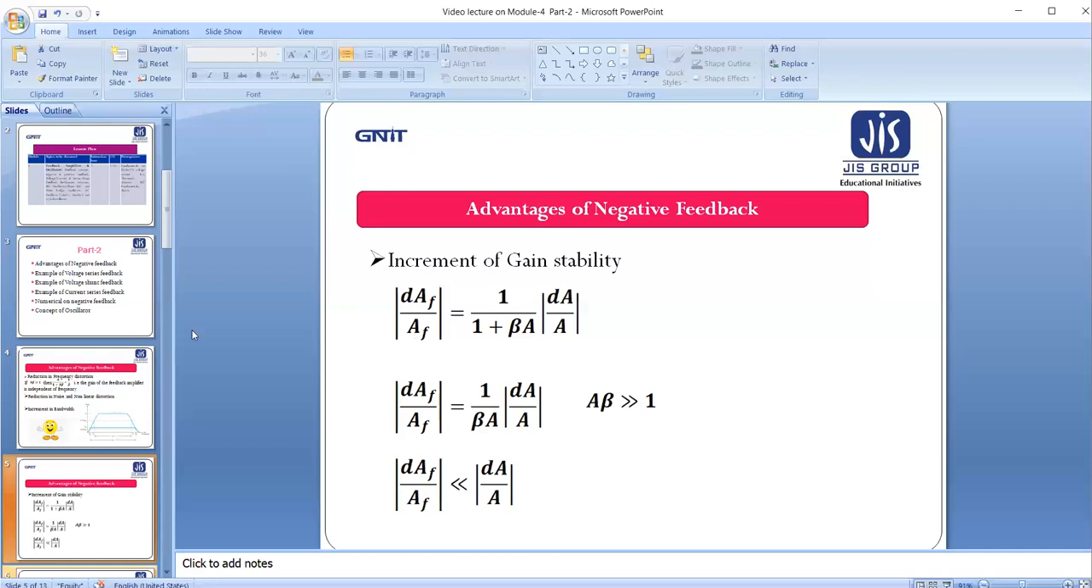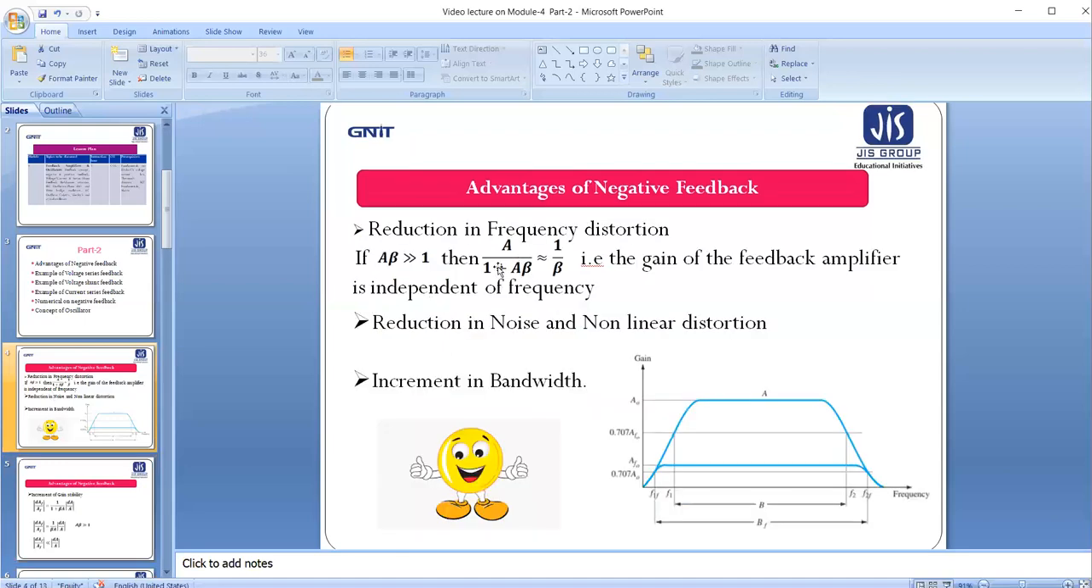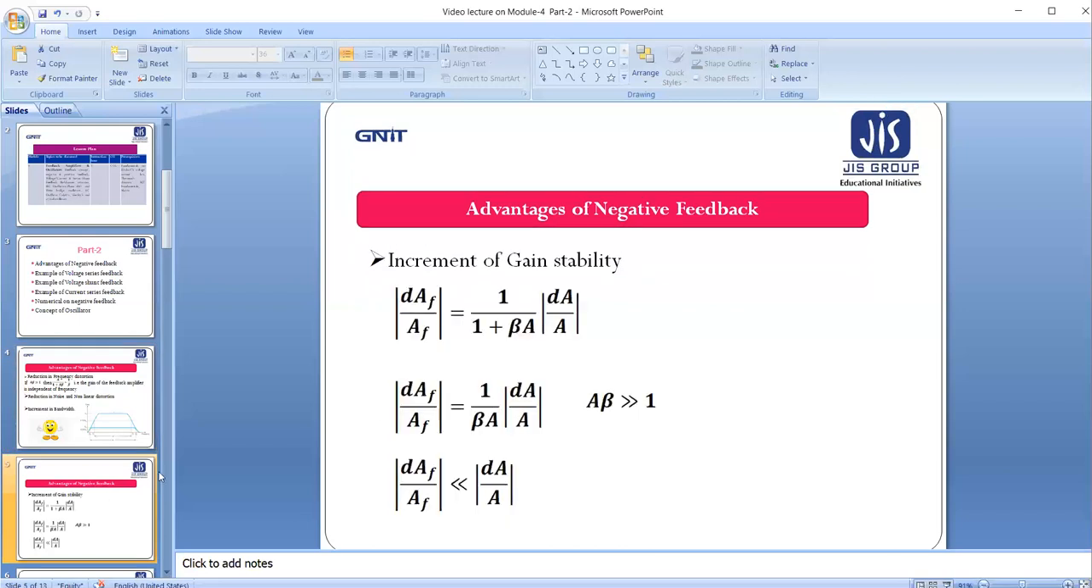So we know AF equals A by 1 plus A beta. Now taking the derivative with respect to A and dividing by A, we will get this relation: mod dAF by AF equals 1 by 1 plus A beta into mod dA by A. The mod is taken because originally the amplifier gain is negative, with a phase reversal of 180 degrees. So we just discard the phase relation and concentrate on the magnitude part. That's why the mod is taken.